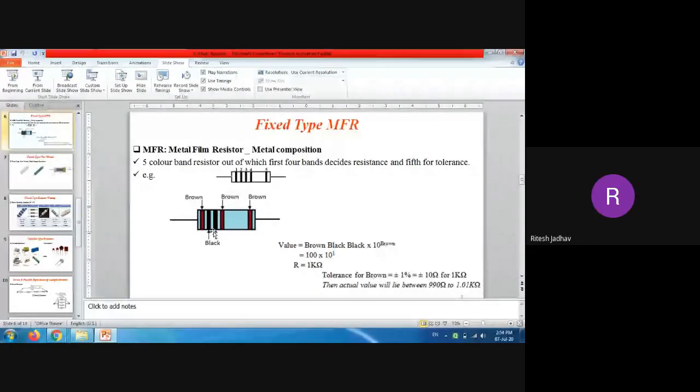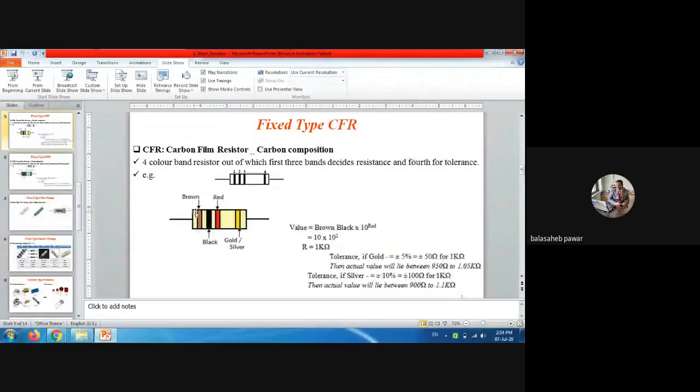In case of CFR, what we took, brown and black, that is 10 we wrote, and the third band we took as a power of 10. Its assigned number, 10 into 10 raised to the number of the third color band, that is red, and it is 2. So 10 raised to 2. This digit is compulsory while calculating the value. Clear?